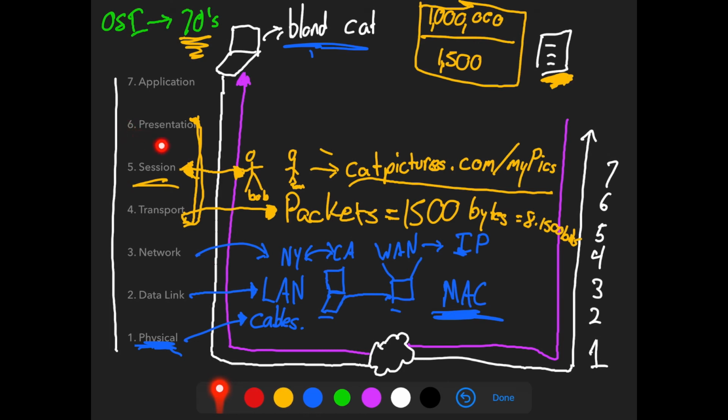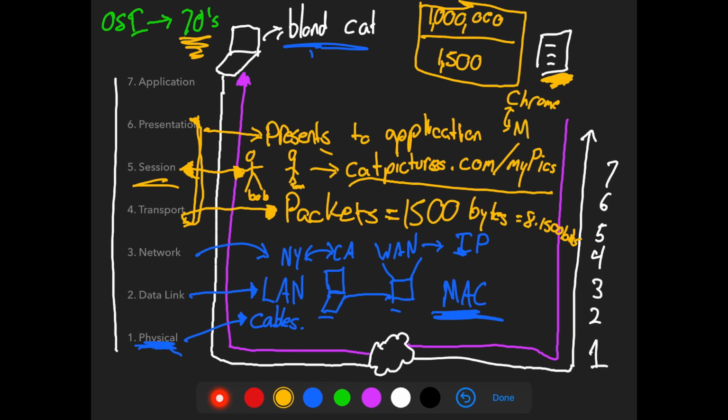And so the presentation layer, this is really the layer where the OSI model kind of breaks down and isn't perfect anymore. But it basically presents the information to the application layer. And you can think of this as something that happens at the OS level. So you have Chrome, and let's say you have Mac OS. Mac OS is kind of handling and presenting this information to Google Chrome. And so you can think of that as the presentation layer.